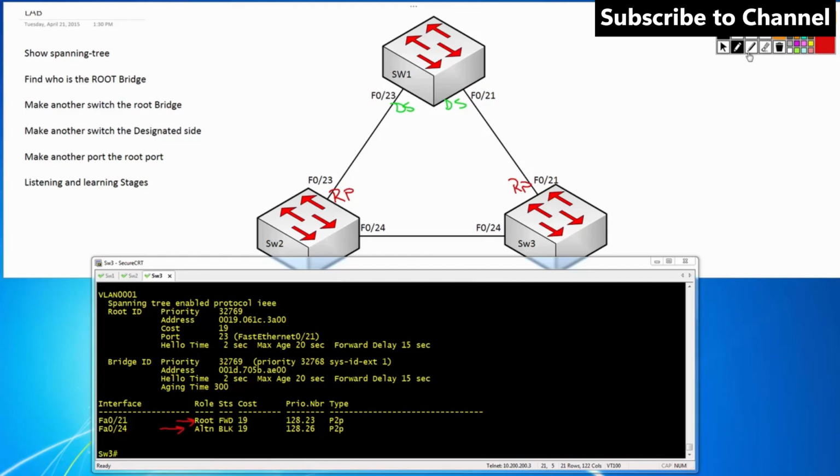So the first thing we're going to do, now that we understand that this is blocking and this is also designated over here, is manipulate who's going to be the root bridge. If I decide that switch 3 is going to be the root bridge, let's go on to here and make that change.